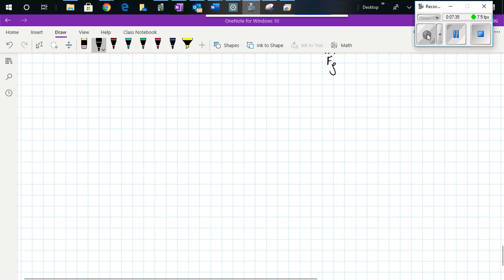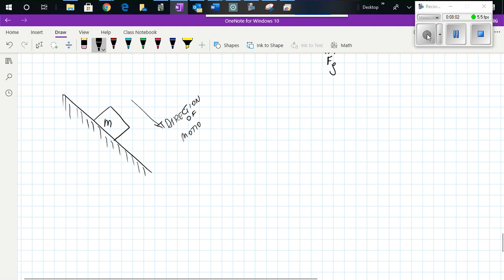Clear? No? Let's suppose that we have an incline. And on the incline, we have an object with given mass m. Let's suppose that the object is moving in this direction of motion. And we do have a force of friction. So the object is experiencing a force of friction.